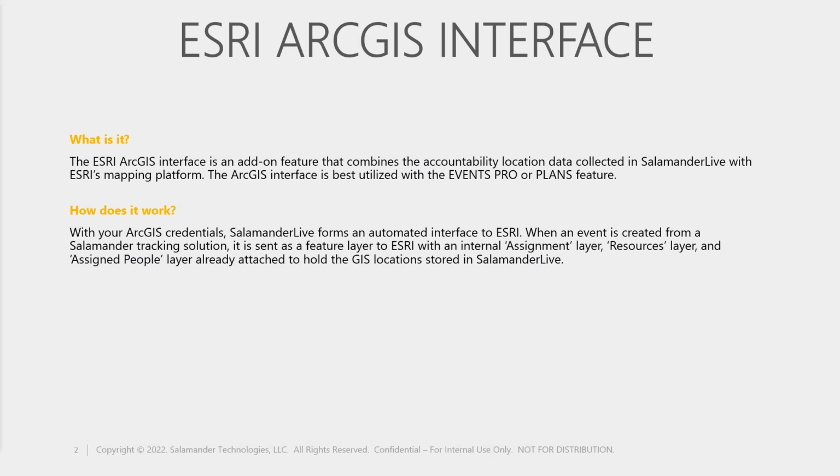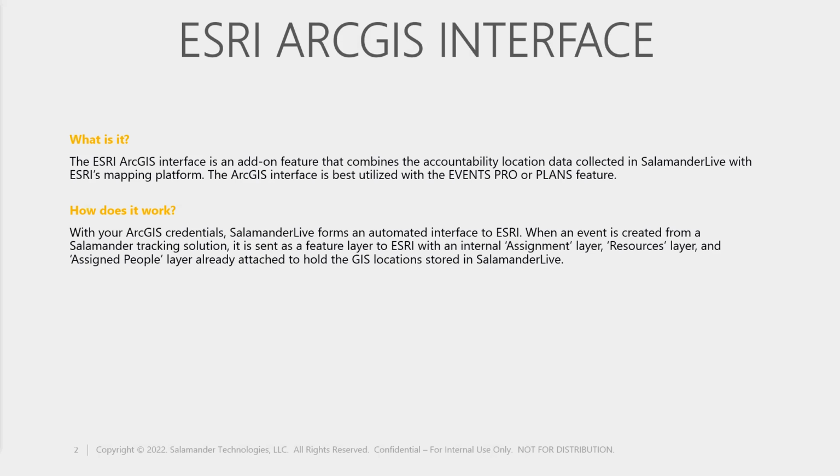In order to fully utilize the SalamanderLive ArcGIS interface, your organization should also be subscribed to the Events Pro or Plans feature. So how does it work? With your ArcGIS credentials, SalamanderLive forms an automated interface to ESRI. So when an event is created from a SalamanderLive tracking solution, let's say the track app, it is sent as a feature layer to ESRI to hold those GIS locations that are stored within SalamanderLive.